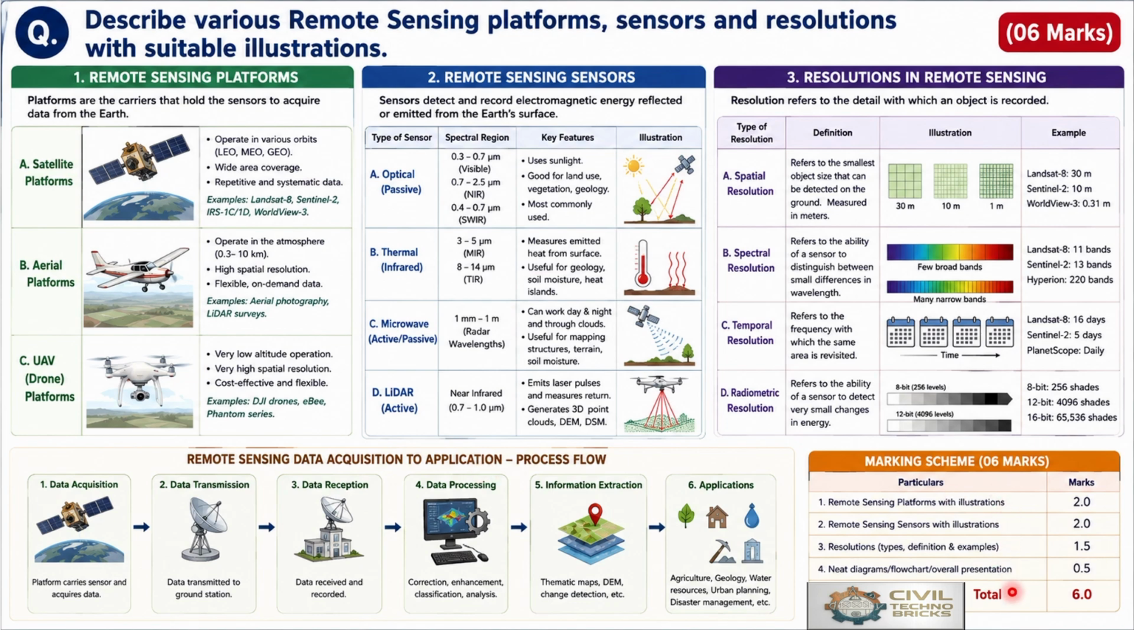So here is the marking scheme in four parts, which includes remote sensing platforms with illustration, 2 marks, these three parts. Then remote sensing sensors with illustration, these four, 2 marks. Resolutions, types, definition and examples, this is for 1.5 marks or 2 marks, we can say. Likewise, a neat diagram, flowchart, overall representation for half a mark. So this is the actual bifurcation of 6 marks. So basically, this is the actual conceptual question for the remote sensing technique with reference to its platforms, sensors and remote sensing resolutions.